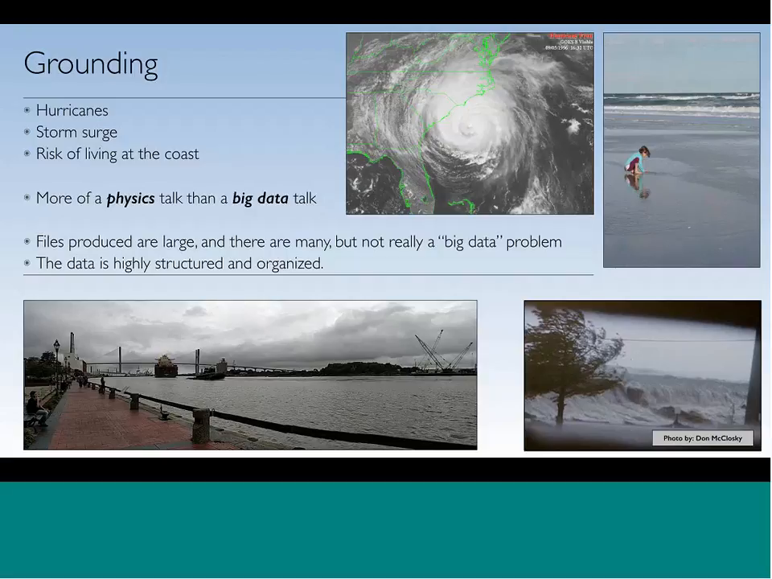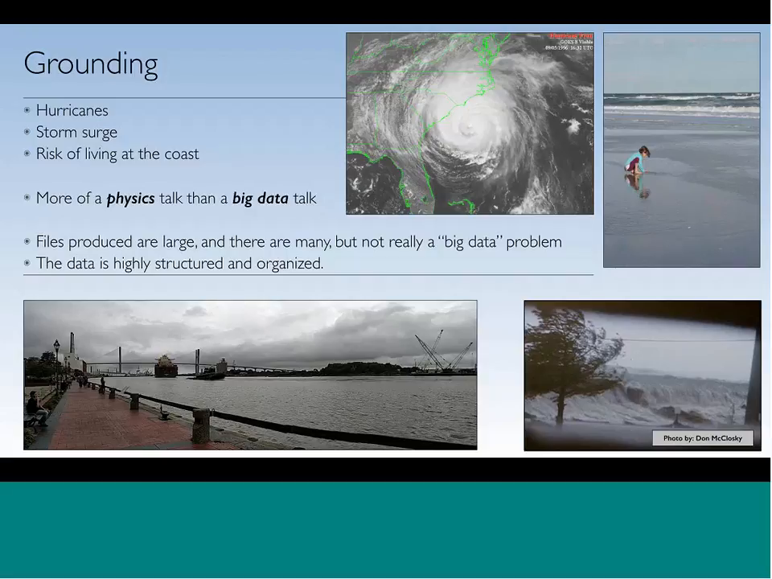So this is more of a lightweight physics talk than a big data talk, as I mentioned earlier. The files that we produce are large, and there are a lot of them, but it's not really a big data problem. The data is highly structured and organized. This is not something where applying machine learning or language processing is really going to help us understand the data better. We understand the data; the question is, what do we do with the data to turn it into products that can help the whole discussion about risk and living at the coast, and basically how does the Federal Emergency Management Agency go about trying to hedge the risk or hedge the bets on really large disasters and catastrophes that have a huge financial cost to them.